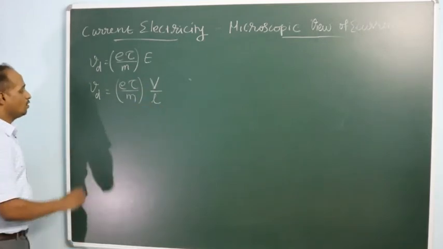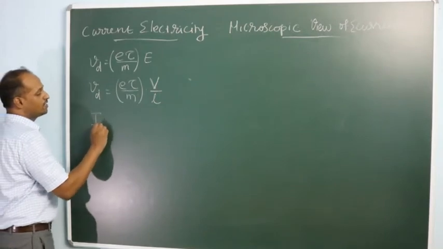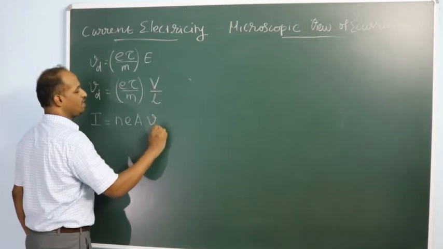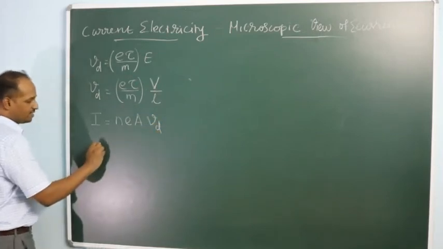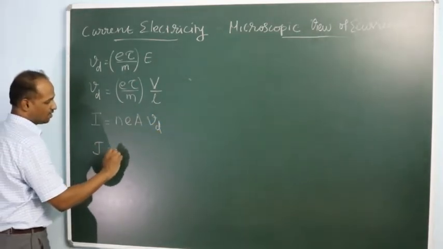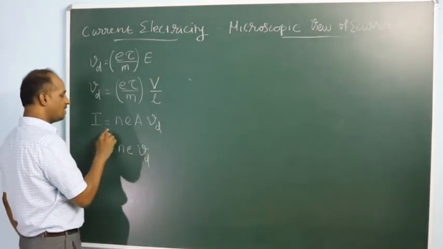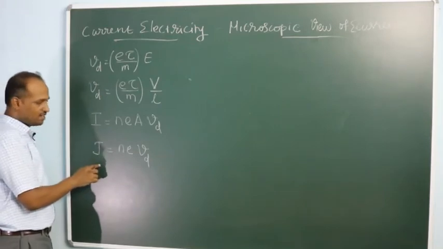Here V is the potential difference across the conductor, this is not volume, and L is the length of the conductor. And also we have found that electric current is equal to N e A v_d, and current density J is equal to N e v_d. Current is a scalar, current density is a vector.